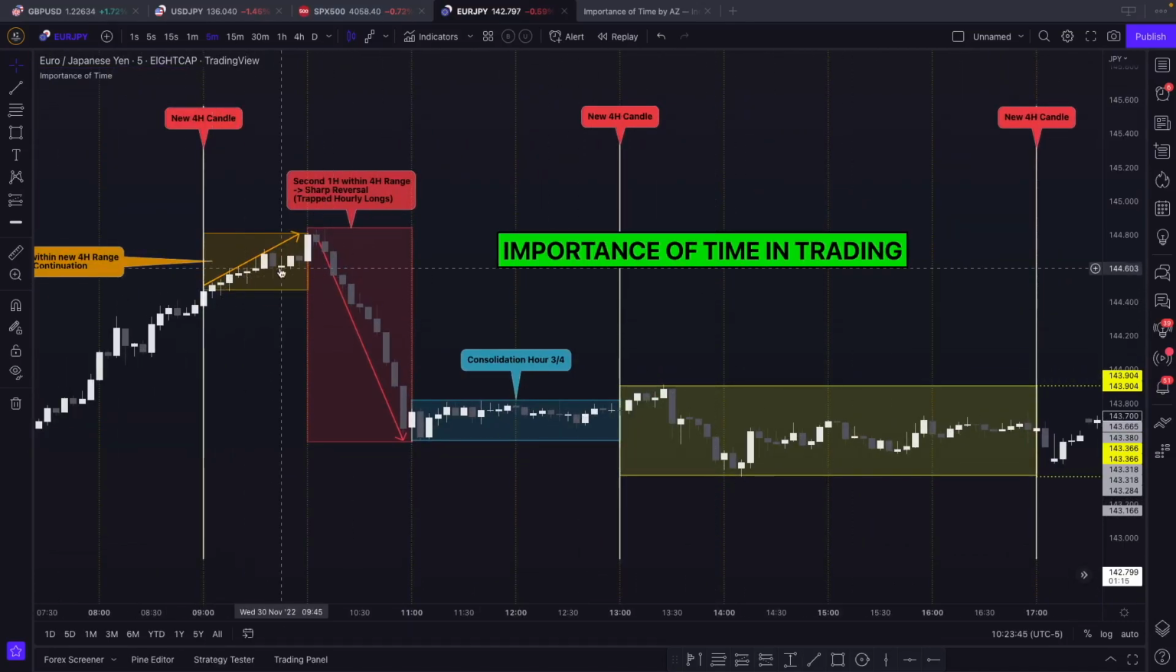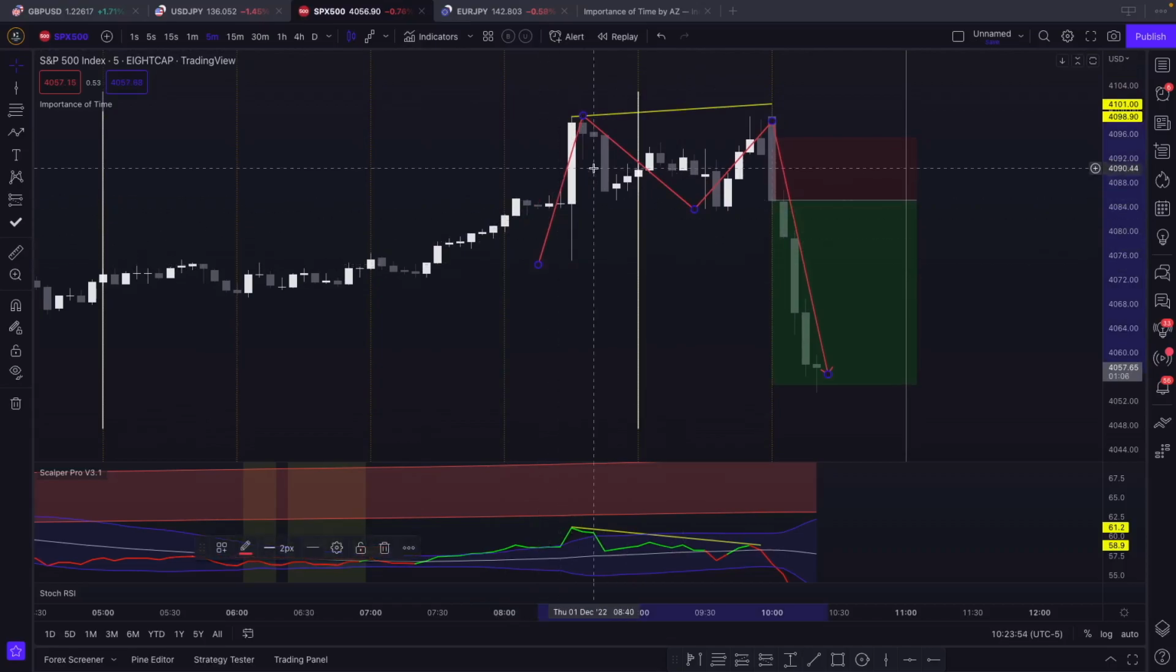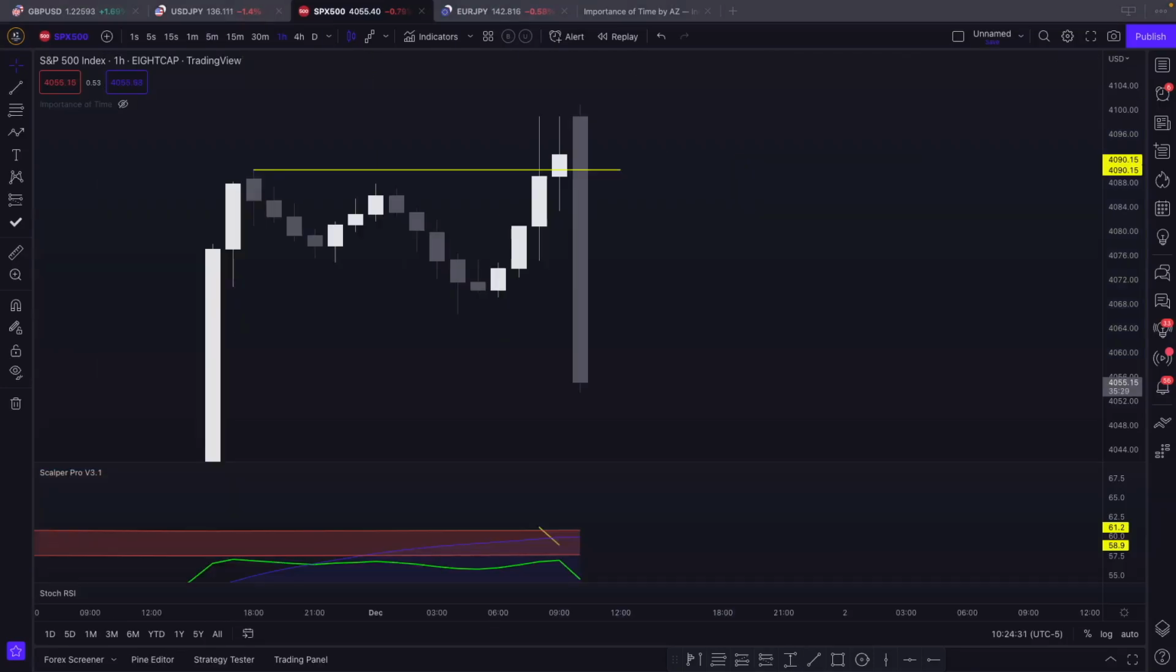We had this continuation move to the upside. We did not form a beautiful M pattern like we did on the SPX, but I hope you guys can see this clear M pattern with the first move to the upside, to pull back down, the move back up with a beautiful Scalper Pro divergence, and now with the new hour, continuation to the downside. Actually, I can't believe how perfect the example is.